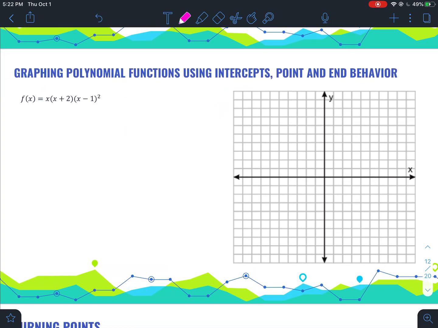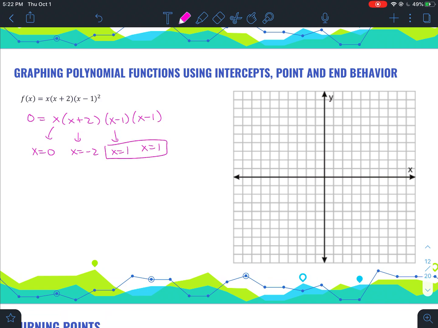So graphing polynomials using intercepts, points, and end behavior. So let's start with the intercepts. So the intercepts are when the y value is equal to 0. So x times x plus 2 times x minus 1 squared. So x minus 1, x minus 1. So the x-intercepts are going to be 0, negative 2, 1, and 1.